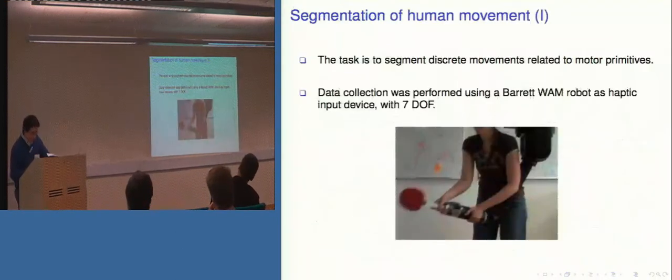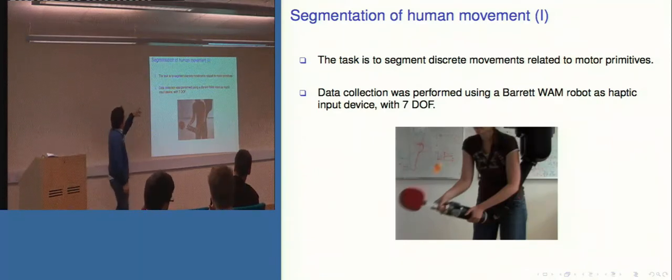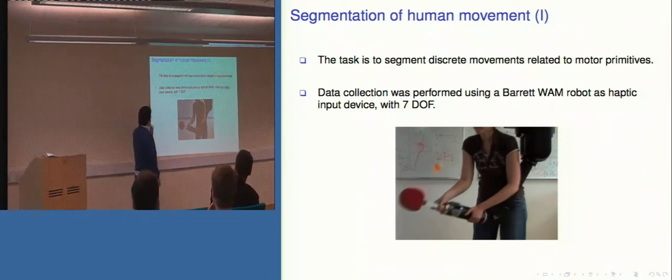Okay, and here is an example with the real data. This was an experiment we did in Max Planck, working with Jan Peters and Bernhard Schölkopf. As I said before, the task is to segment discrete movements that are related to motor primitives. So we did this data collection work. We had a human take a robot and teach the robot some movements, table tennis movements.